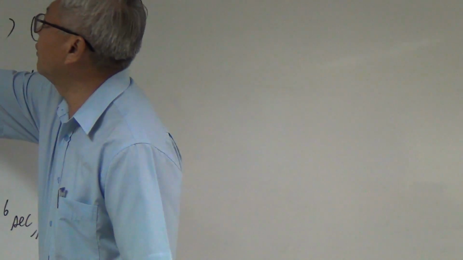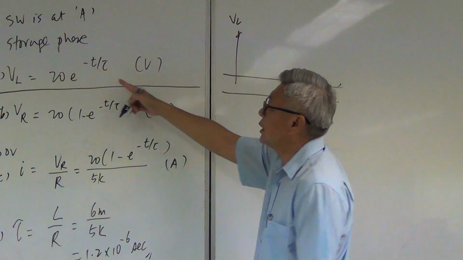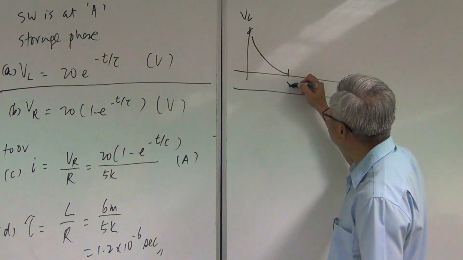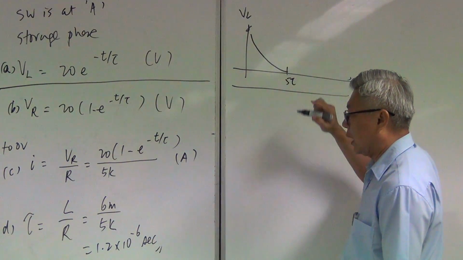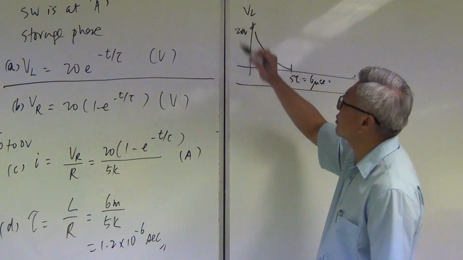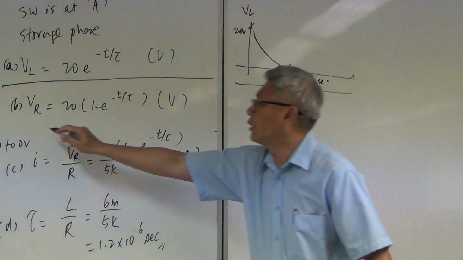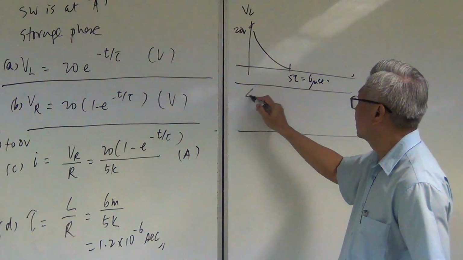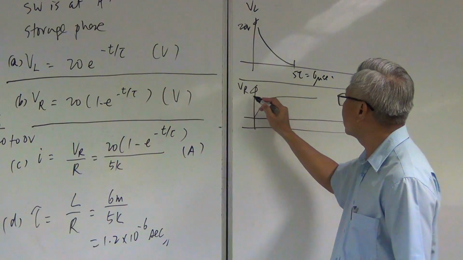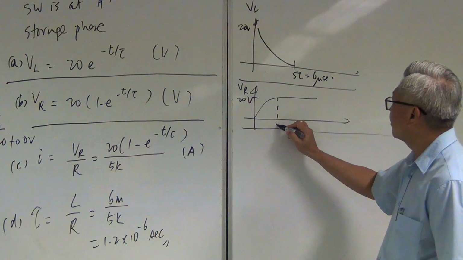If you are asked to draw the VL graph when it's charging, it's a decreasing function, so it decreases, right? And here's your 5 time constant, which is equal to 6 microsecond, and it started with 20 volts, so that's the VL. And VR is an increasing function. Okay, and VR increases to 20 volts, and it takes 5 time constant to reach the steady state.